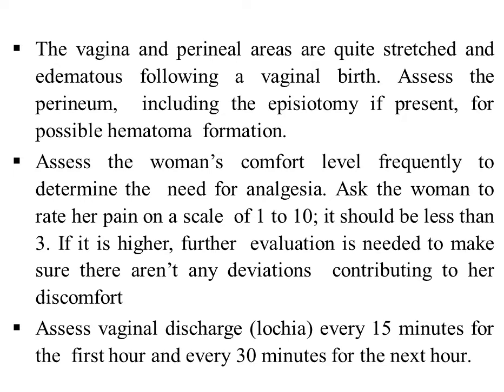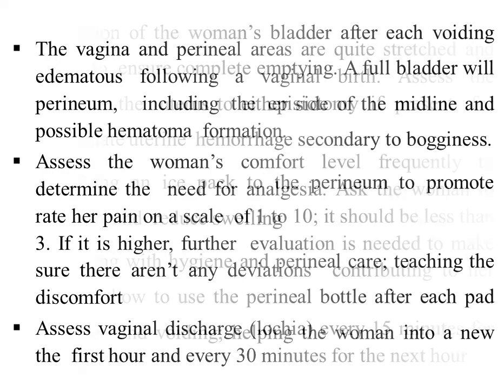Assess the woman's comfort level frequently to determine the need for analgesia. Ask the woman to rate her pain on a scale of 1 to 10. It should be less than 3. If it is higher, further evaluation is needed to make sure there aren't any deviations contributing to her discomfort. Assess the vaginal discharge, lochia, every 15 minutes for the first hour and every 30 minutes for the next hour.